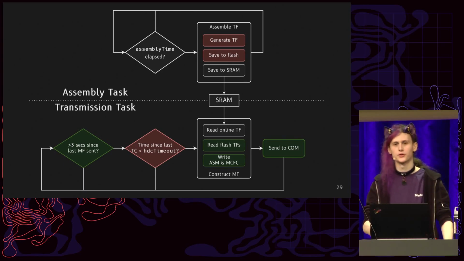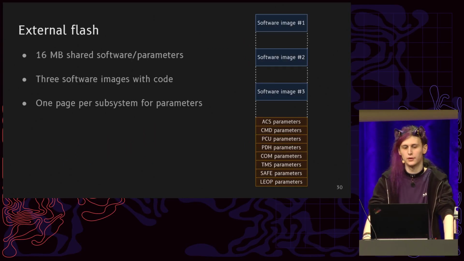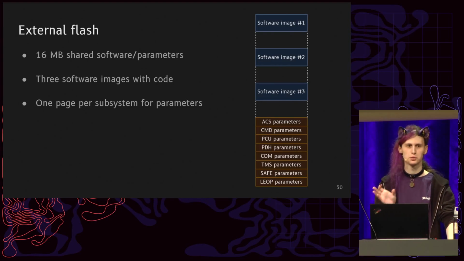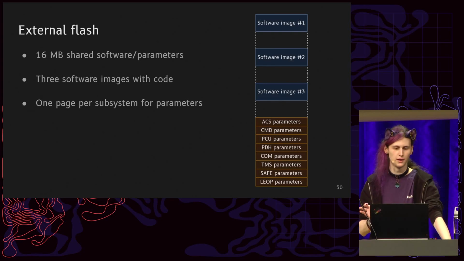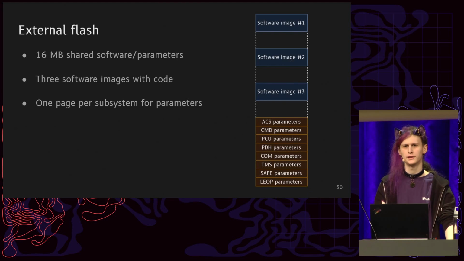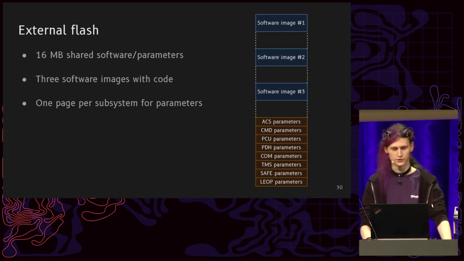So where do these parameters come from? They're stored in external flash along with the software. So it's a shared flash chip. There's 3 software images in the first part of the flash, and then in the back of the flash, there's one page per subsystem of the onboard computer for parameters. And you have different images because you want to protect against radiation-induced bit flips, so that if one image gets corrupted, you can use a different one. So that's why there's multiple software images.